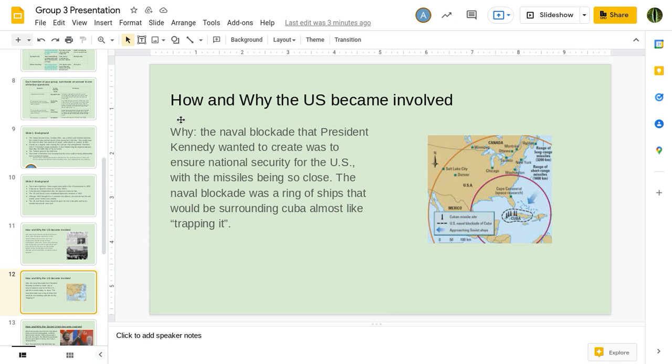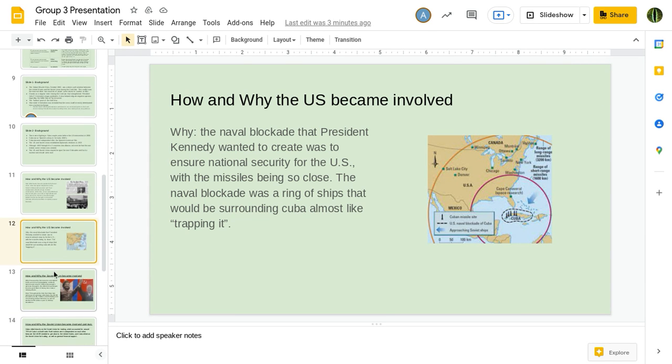Why? The naval blockade that President Kennedy wanted to create essentially was to ensure national security for the U.S. with the missiles being so close. The naval blockade was a ring of ships that would be surrounding Cuba, almost like trapping it, essentially.